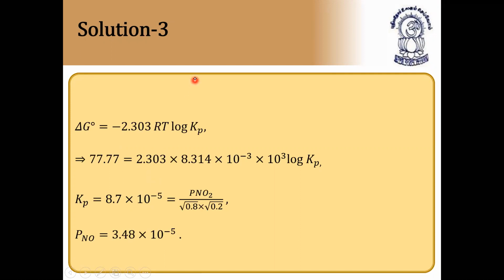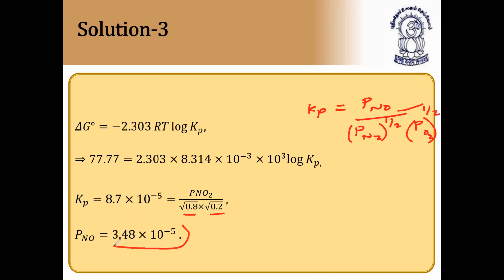We know Kp is equal to partial pressure of nitrogen oxide by partial pressure of nitrogen whole to the power of 1 by 2 into partial pressure of oxygen whole to the power of 1 by 2. So this is 0.8 and 0.2, which are given already. So straight away we can substitute and find the partial pressure of nitrogen oxide is equal to 3.48 into 10 to the power of minus 5. Since they are given 80% and 20%, we can take it as 0.8 and 0.2.